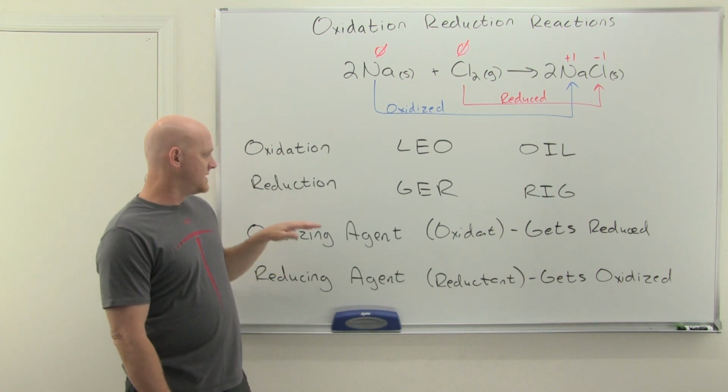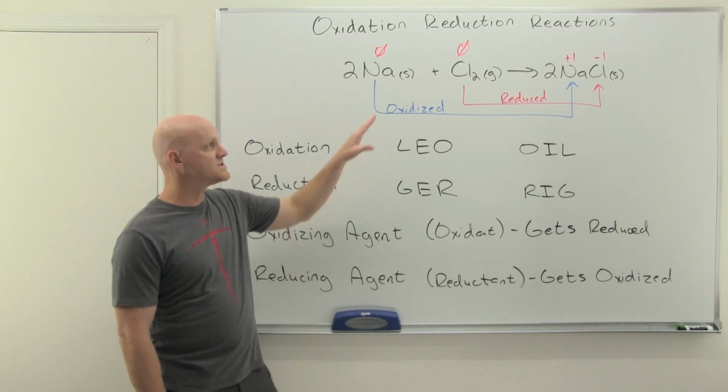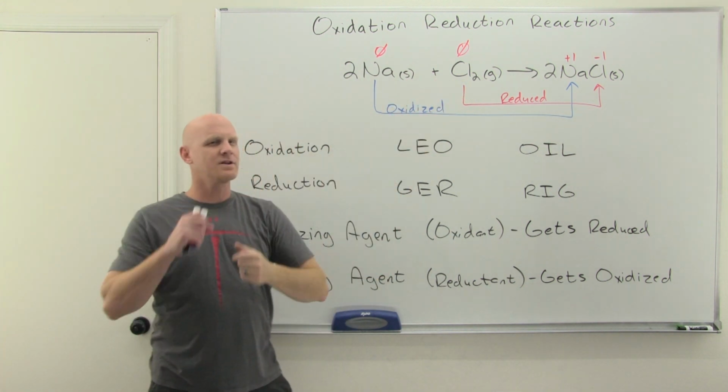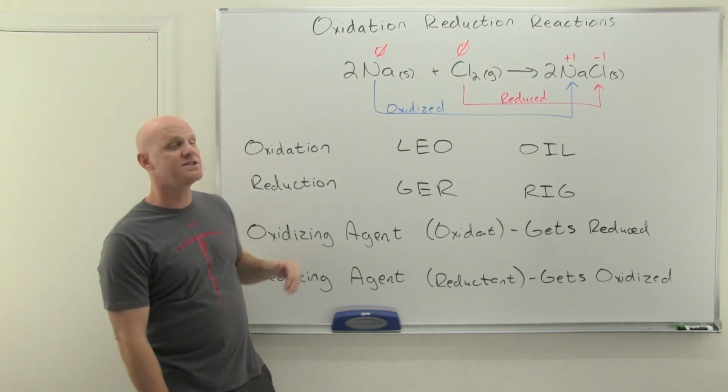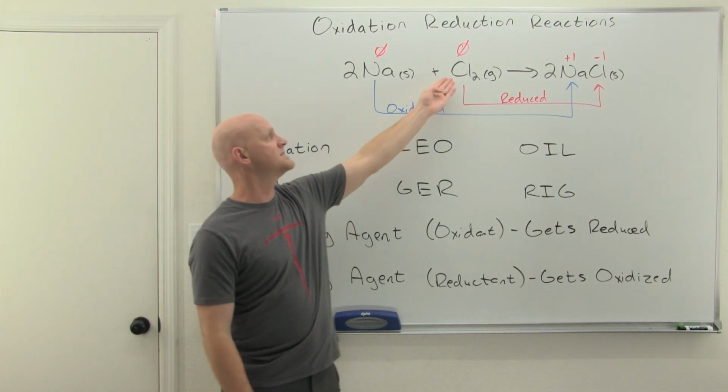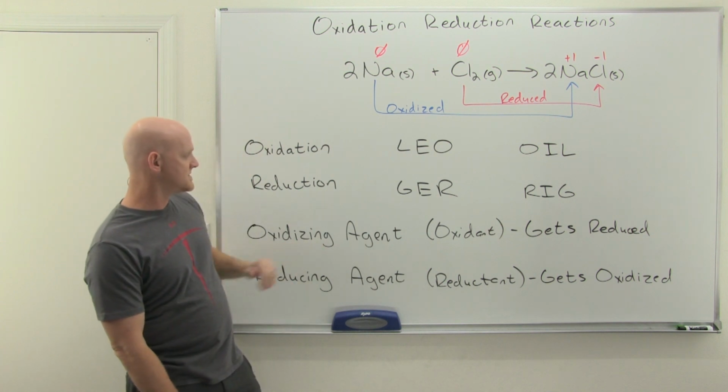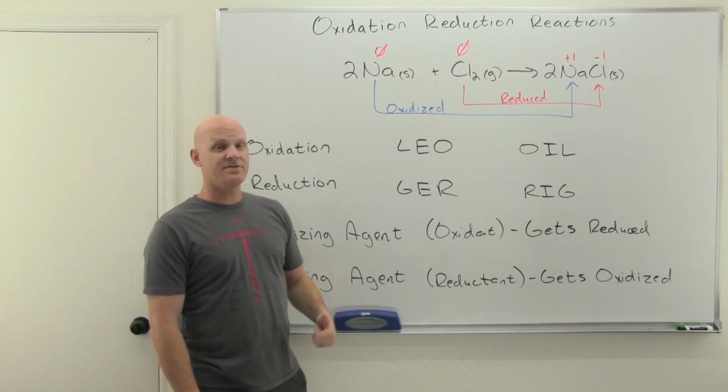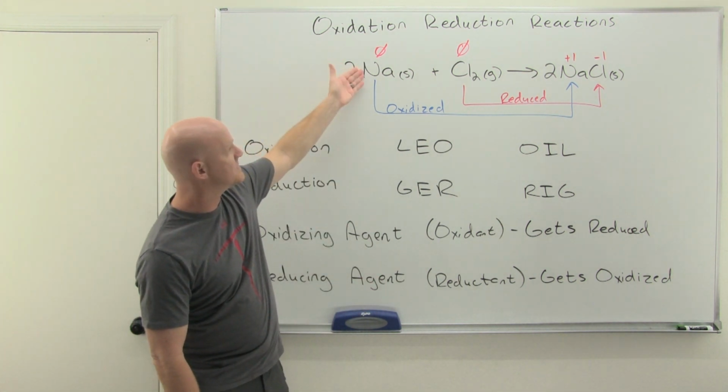But you've got to know that the oxidizing agent and reducing agent are always on the reactant side, and they seem a little bit backwards as far as who they are. So the oxidizing agent is the species that got reduced. In this case, Cl2 would be the oxidizing agent, and then the reducing agent is the reactant that got oxidized. In this case, that's going to be the sodium.